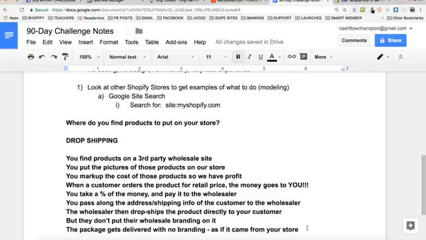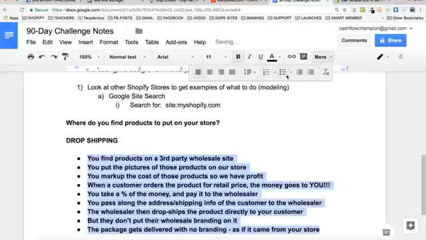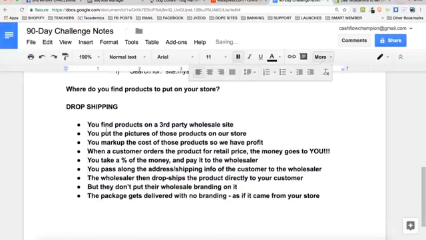That's how drop shipping works in a nutshell. You're like the middleman or the middlewoman, okay? That's it. You find products, you put the pictures of the products in your store, and you mark them up. Okay, you also put a title and description. When a customer orders, the money goes to you. You collect the money directly.